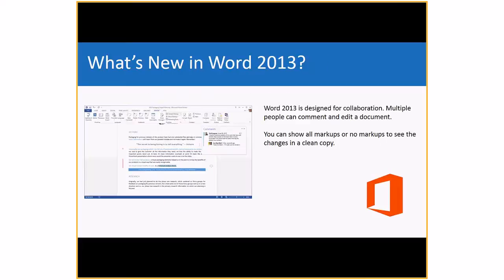Okay, now let's take a look at Word 2013. Word 2013 has really been designed for collaboration. So multiple people can comment and edit the document. You can see who was making the comments. And then once you have all the input, you can show all the markups, or you can show the working document with no markups, and that's a cleaner view. So that's nice that you don't have to go through and accept every change or reject it. You can just wipe off the markups and see what everybody has said and how it flows, and then you can turn the markups back on.